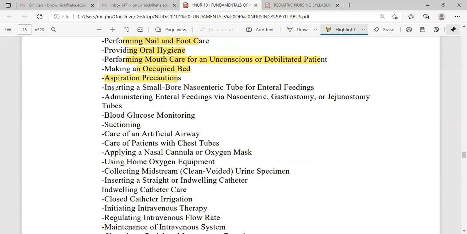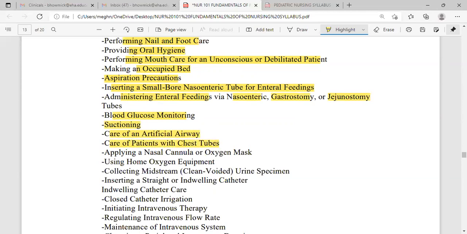Aspiration precaution, insert the small bore nasoenteric tube for enteral feeding. So if the GIT does not work or needs to rest after surgery, we use the parenteral nutrition. Administer enteral feeding via nasoenteric, gastrostomy or jejunostomy. Blood glucose monitoring, suctioning, care of artificial airway, right? Care of patient and chest tubes.